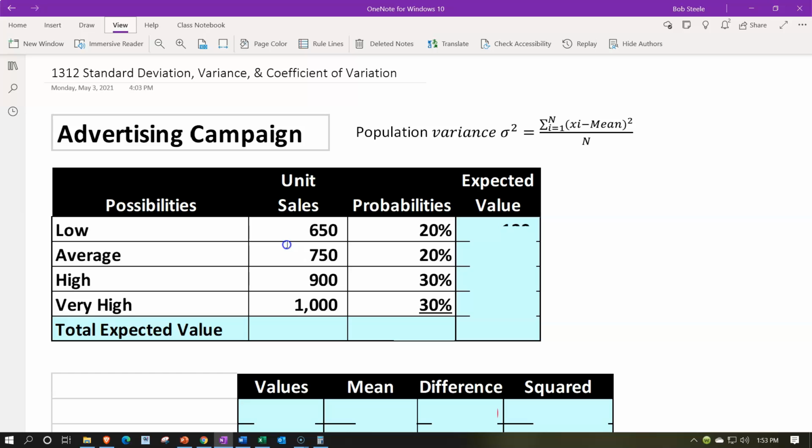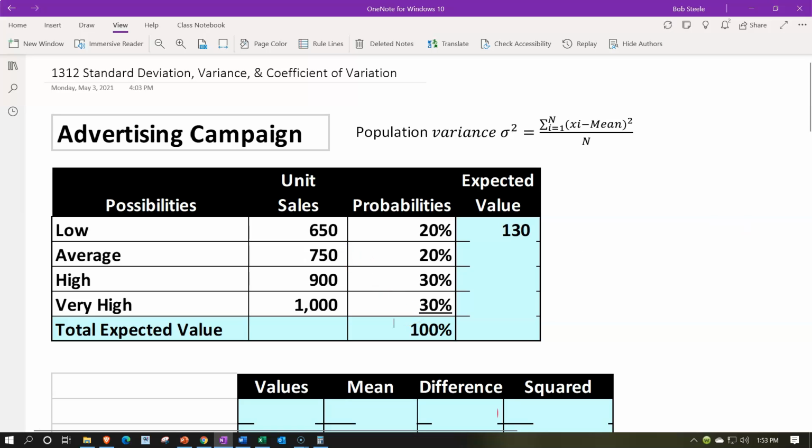In this case, an advertising campaign, the unit sales then possibly being necessary for calculating how much inventory we need and that kind of stuff. So we take the unit sales and we're going to multiply it times the 20%. Now these percentages, 20, 20, 30, 30, would be based on past experience and whatnot. They have to add up, of course, to 100% so that we can then apply our percentages.